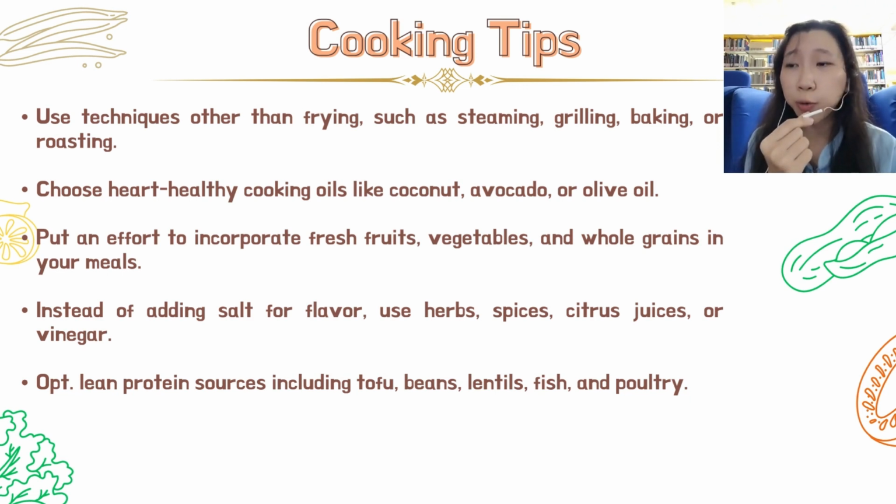Next, she needs to put in an effort to incorporate fresh fruit, vegetables, and whole grain in her meal because this is to balance her meal, balance her food diet. And next, instead of using salt for flavor, she needs to prioritize using herbs, spices, citrus juice, or vinegar to add flavor to her meal. And lastly, she needs to opt for lean protein sources, including tofu, beans, lettuce, fish, and poultry because these have higher protein content and are good for her health.